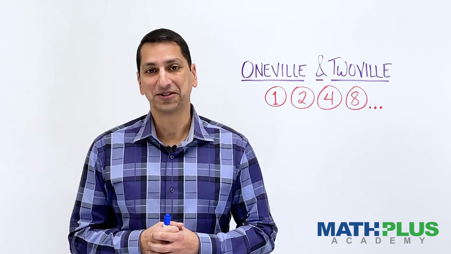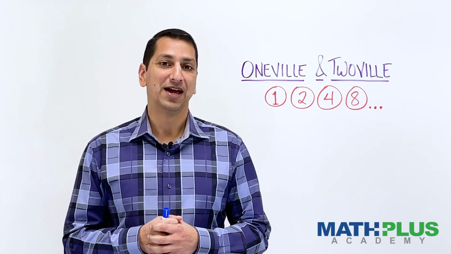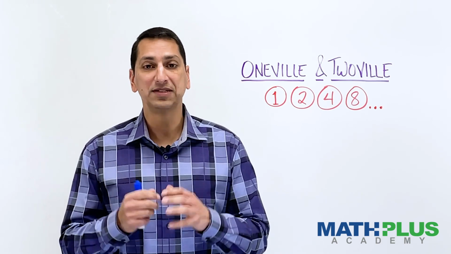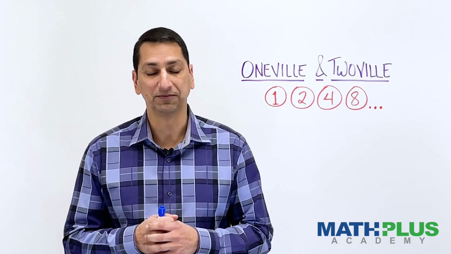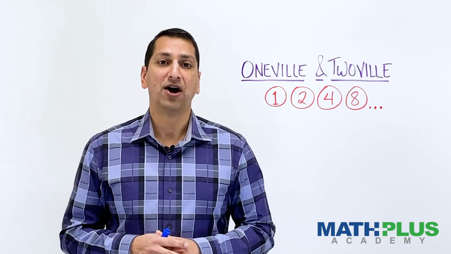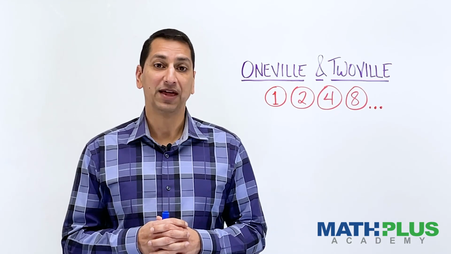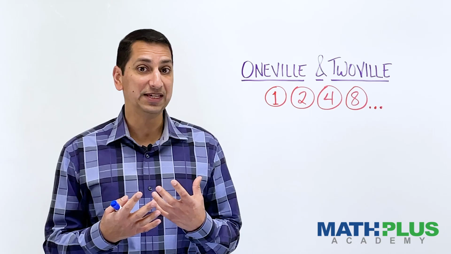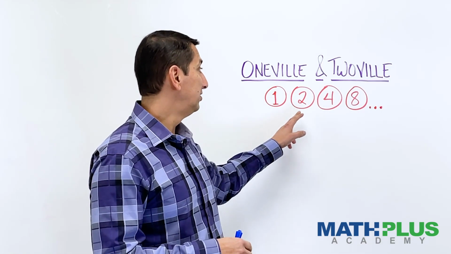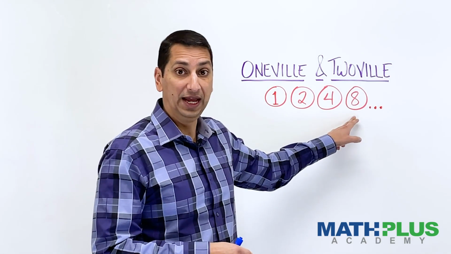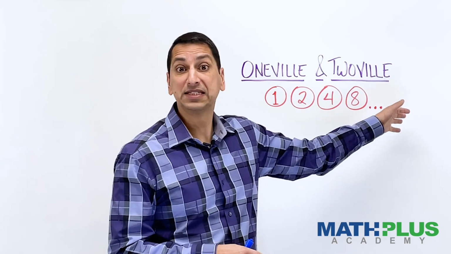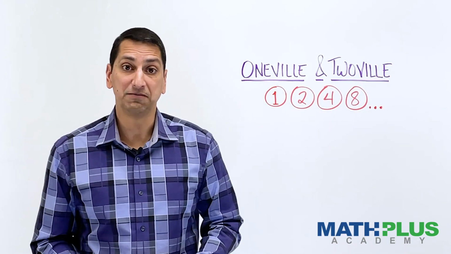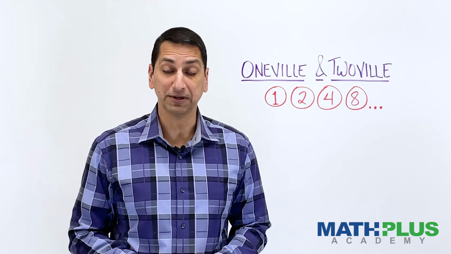Hi, this is Dr. Rod Shaw from Math Plus Academy, and this math treat is about coins in Oneville and Twoville. And these two towns are in a country that is called Two-Land. And in Two-Land, they only have these coins worth 1, 2, 4, 8, and so on, 16, 32, and keep going. All their coins are doubling like that.